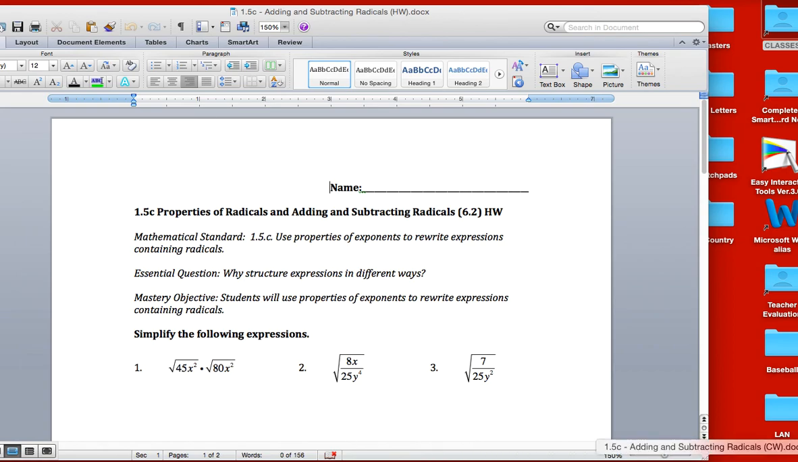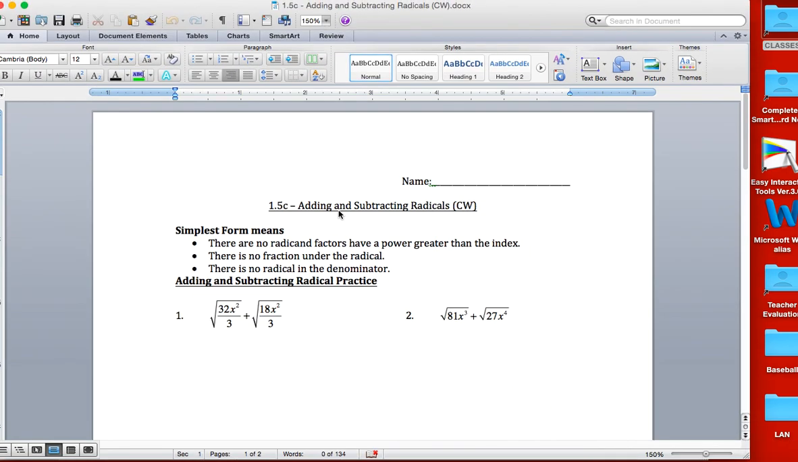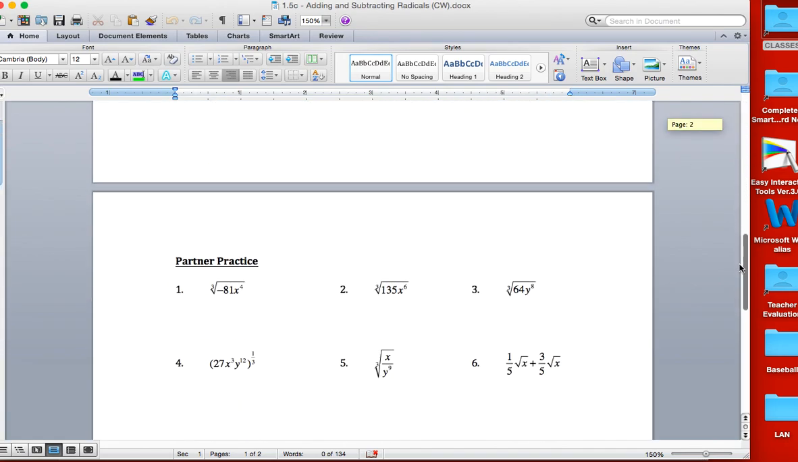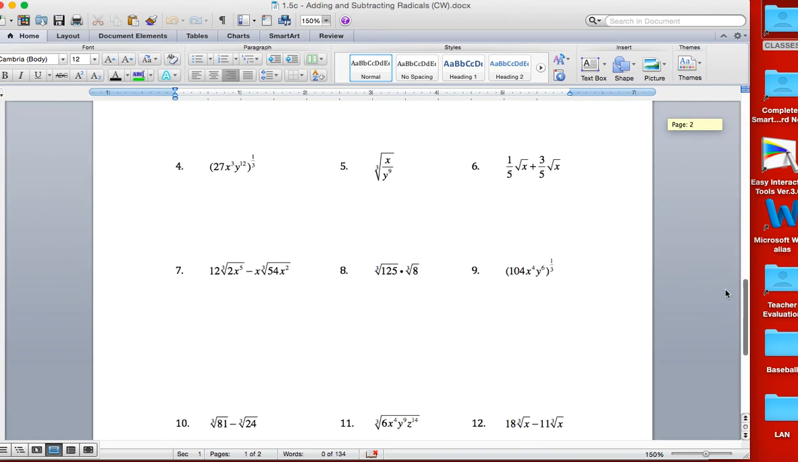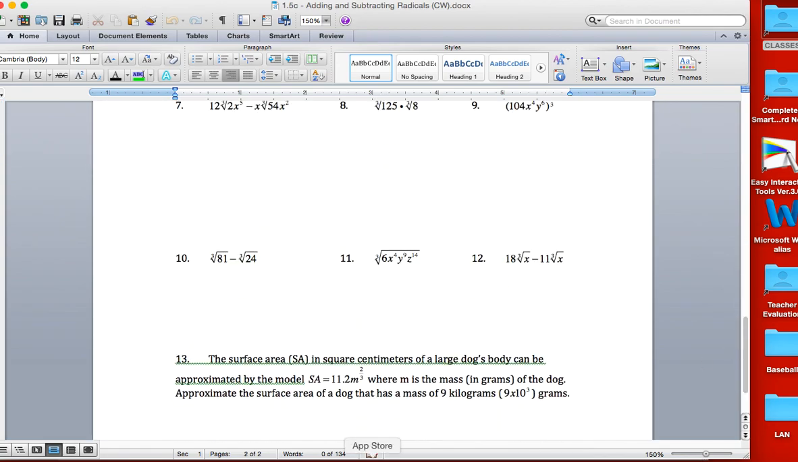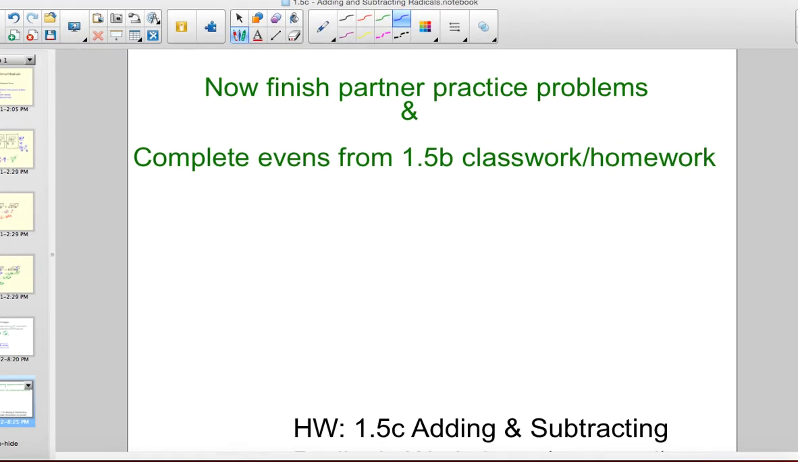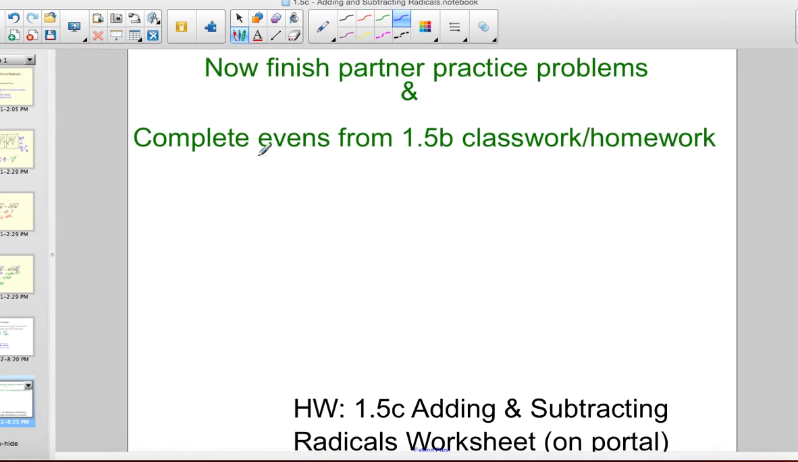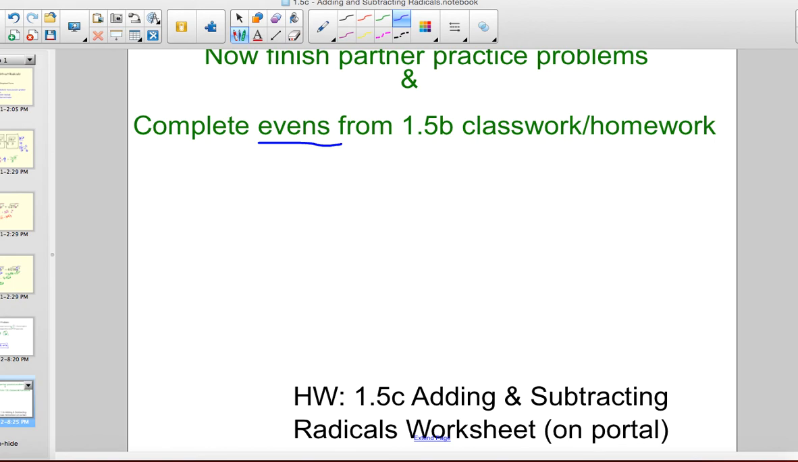Actually, you actually have a lot of time. Hold on, I'm going to readjust it because I have it in my notes differently. Finish these partner practice problems, right? That should take you a decent amount of time. But then before you start the homework, finish the 1.5b, which was from last class, right? You did the odds yesterday, now do the evens from 1.5b. A little more practice, not going to hurt you. And then if you do finish that, you can start that 1.5c radicals homework, which is on Schoology. All right, so you got 3 things: the partner practice on the back of your classwork, 1.5b evens, and then homework is the 1.5c radical worksheet on the portal.